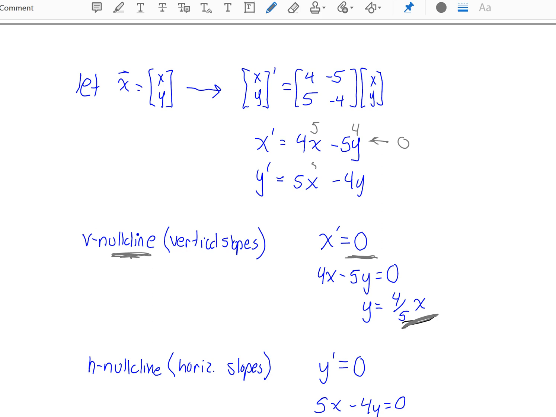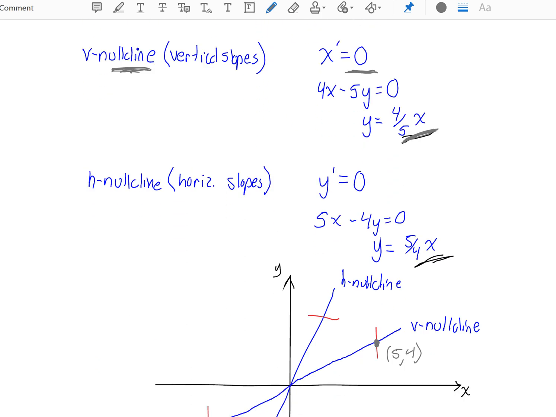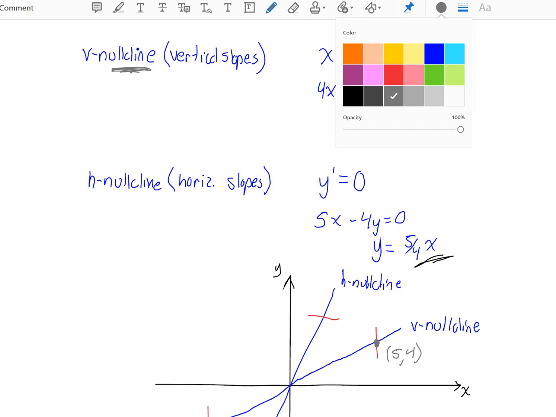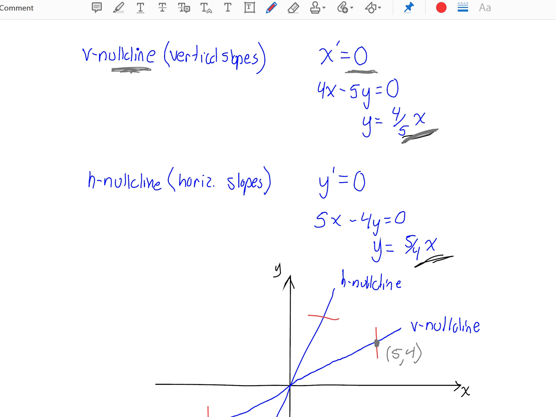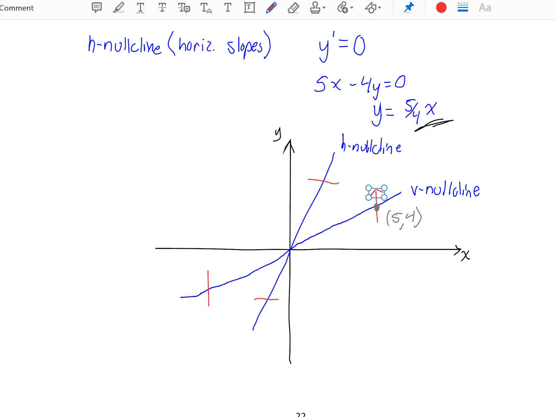When you plug 5 and 4 into your y prime equation, this is going to be 25 minus 16. This is going to be positive, which tells you your y prime is positive at that point. Solutions here have to be moving upward. Now you could pick a test point on the other side of your curve, but I'd like you to recognize that if here you're moving up, then over here you have to be moving down.